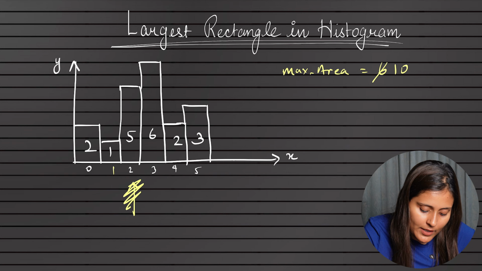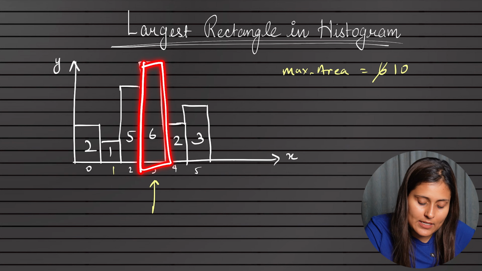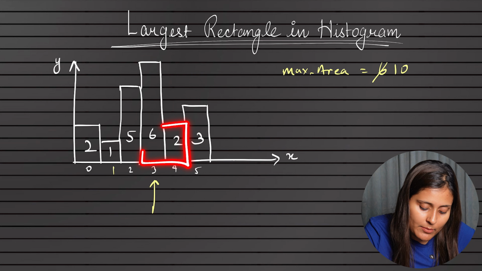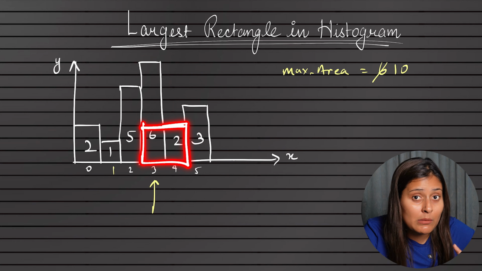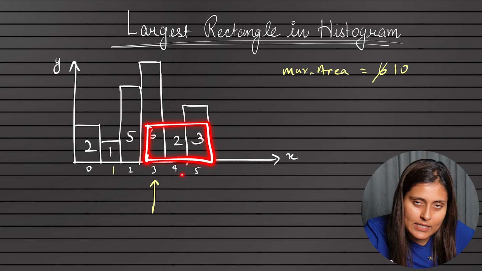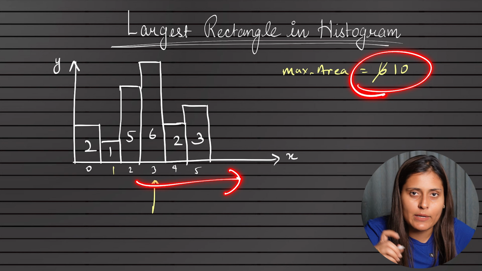Now we will move forward at 6. Again let's do fast. 6, correct? Area is 6. Now once we encounter this, area will be calculated with the help of minimum height 2. So 2 into 2 is 4. Again 2 into 3 is 6. Maximum area is 10, and when you move forward you will see 10 is the maximum.